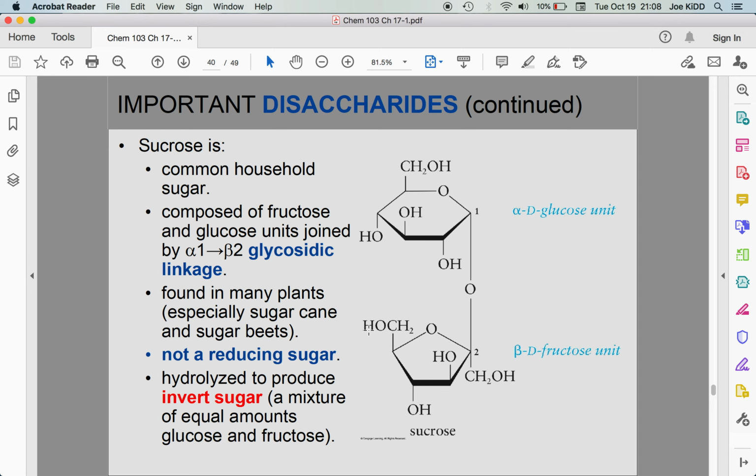Sucrose starts to get a little more complex. This is what household sugar looks like. So whatever you put in your coffee this morning, if it was just plain sugar, looks something like this. And this is a unit of alpha D glucose and a unit of beta D fructose. So this is one of our 5-membered rings.